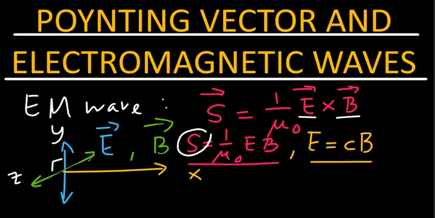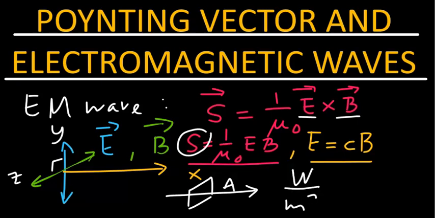In short, the magnitude of this Poynting vector gives the flow of energy through a cross-sectional area, say A, that is perpendicular to the direction of propagation of the wave, per unit area per unit time. What that means is the unit for the Poynting vector is watts per meter squared, or joules per second per meter squared. So it's clear it defines the flow of energy per unit area per unit time.